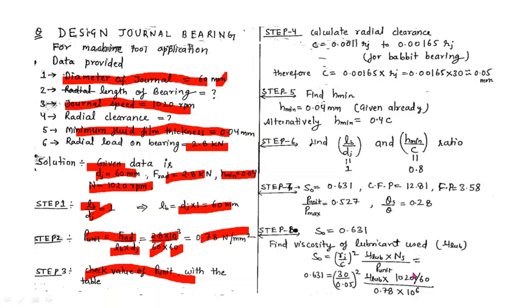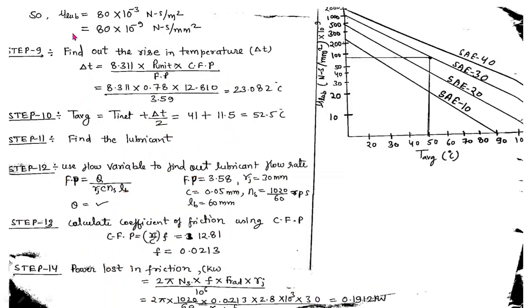So we divide the RPM by 60, and this will come in RPS. So we will put it as it is. Now friends, look at P unit. We will put the value of the unit bearing pressure as 0.78 into 10 raised to power 6 from step number 2. All the things we put in this formula are to be put in SI units. So ultimately, after solving, we will get the viscosity of the lubricant in SI unit, that is Newton second per meter square.